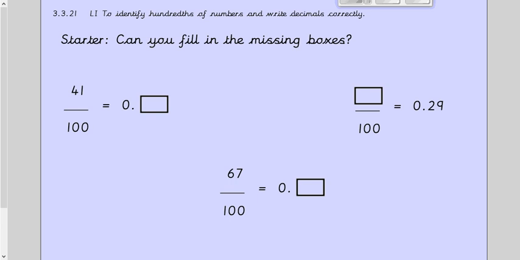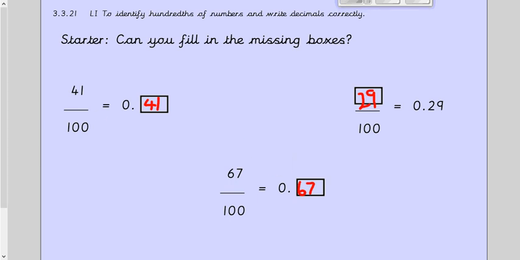Can you have a quick look at the starter? It's based on what we did yesterday, so it should be hopefully quite straightforward. Pause the video, have a go, and then we'll go through the answers together. Okay, I've just written the answer in quickly for you. If you can self-mark it and double check that you got them correct, then that's great. It's just using what we did yesterday, so hopefully that was okay for you.